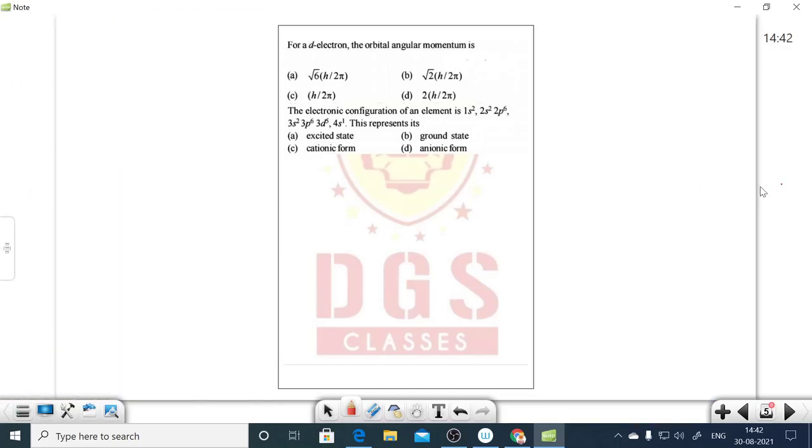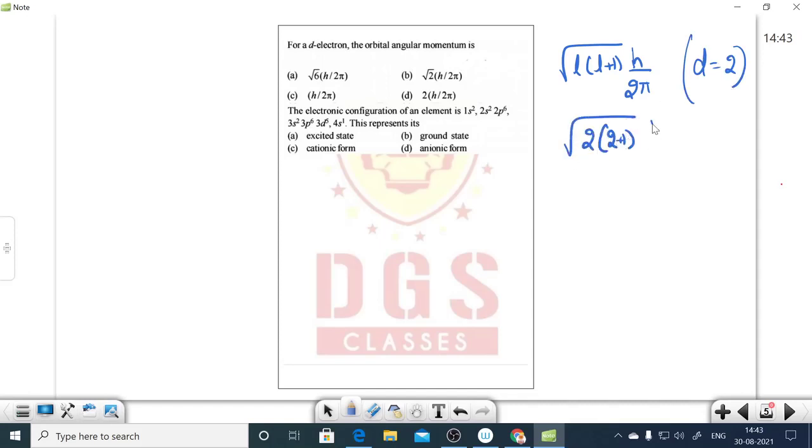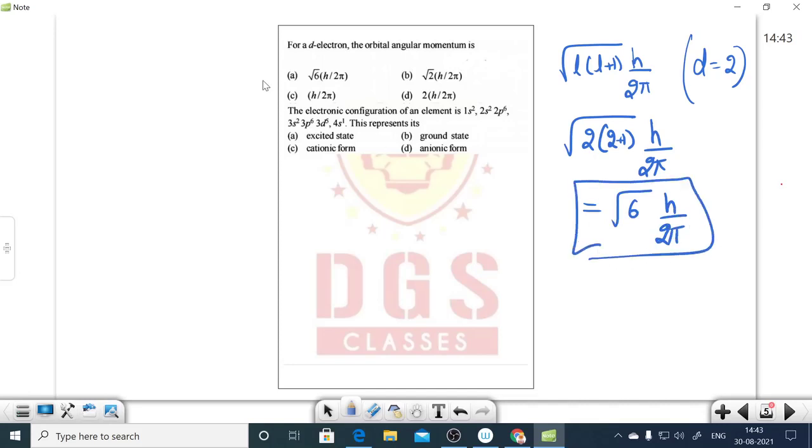Fine. So to find out the orbital angular momentum, we must know this formula as already stated in my classes. Square root of L times L plus 1, h upon 2 pi, this is the orbital angular momentum, and if you are looking for spin, then you replace this L with S, and as we all know, multiplicity is 2S plus 1. So in this case, the orbital angular momentum for a d electron: for d we have L value as 2. So 2 times 2 plus 1, h upon 2 pi. This is under root 6 h upon 2 pi. Clear, my dear student? So option number A.